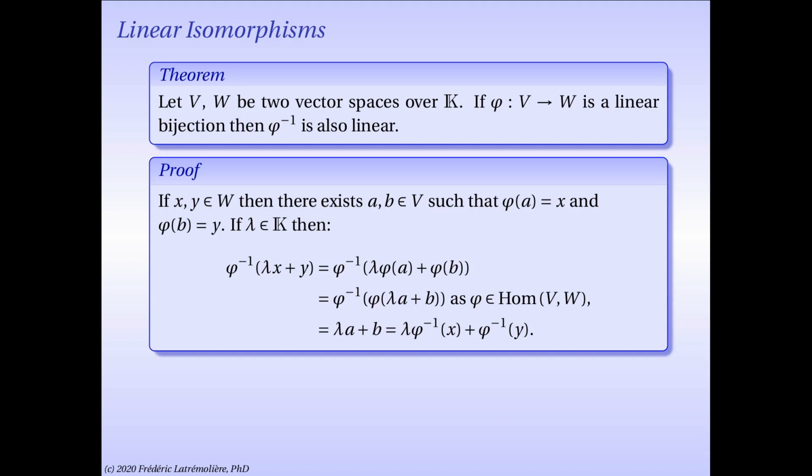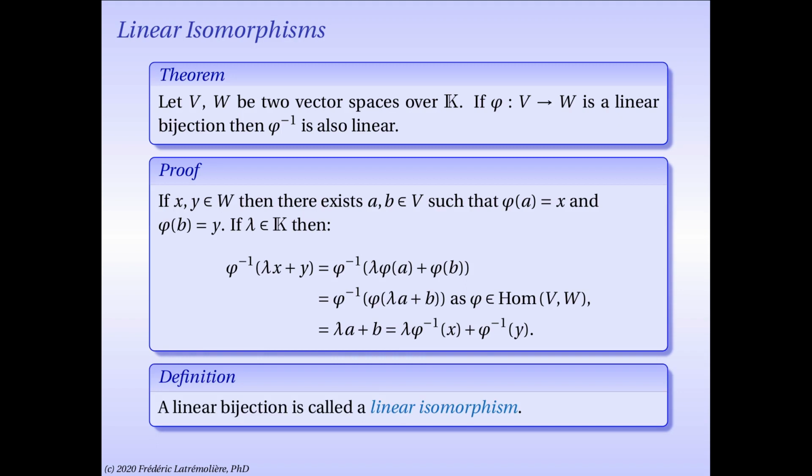We're left with phi inverse of lambda x plus y equals lambda A plus B. Now what is A? Well, phi of A is x, so A is phi inverse of x. And same with B, B is phi inverse of y. So you replace, and you get the expression that you desired. That is, phi inverse applied to lambda x plus y is lambda phi inverse of x plus phi inverse of y. You see that phi inverse is indeed a linear map.